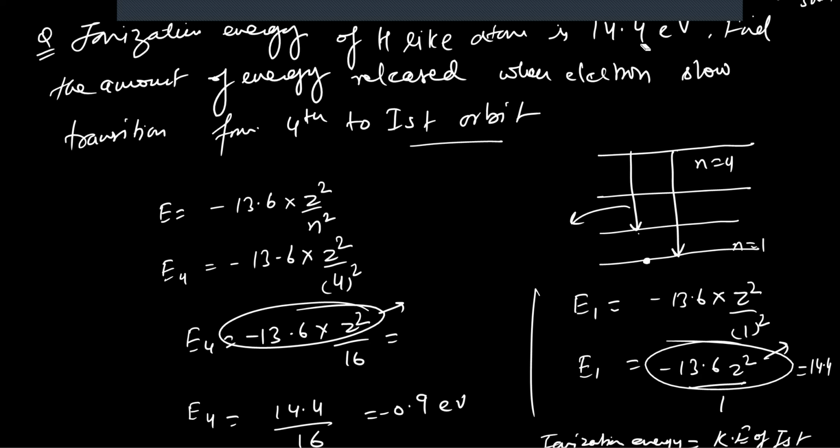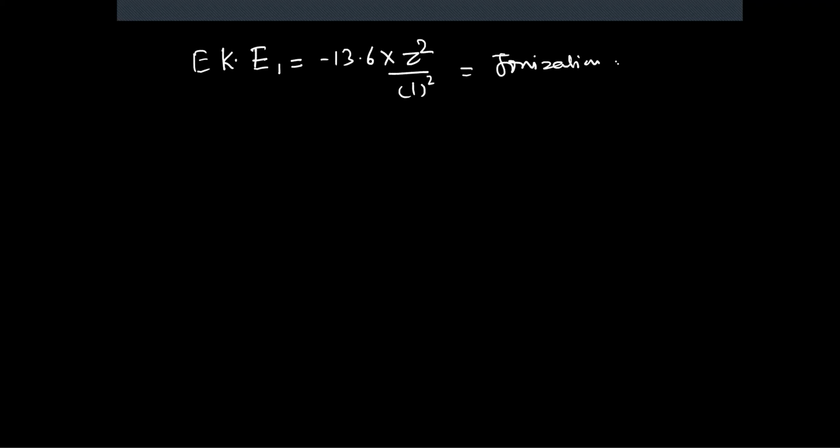So first of all we will find out the value, and we will write it this way: the ionization energy of the first shell is equal to minus 13.6 into Z square upon 1. This is the kinetic energy of the electron, and that is equal to the ionization energy of the first shell. This is also equal to the ionization energy, and it is being given to you, that is 14.4 electron volt.